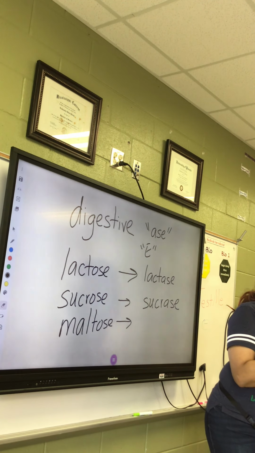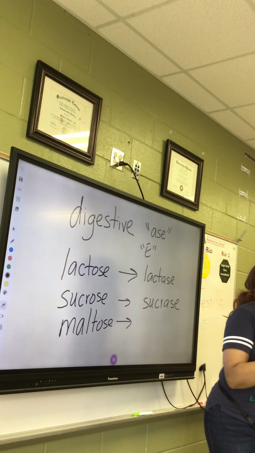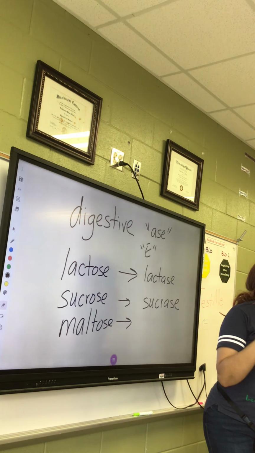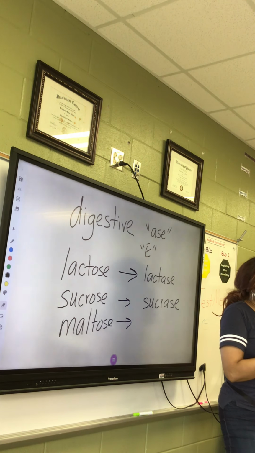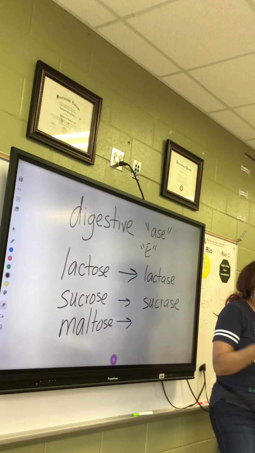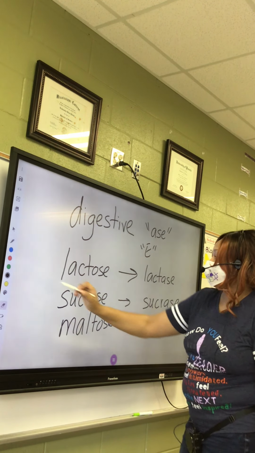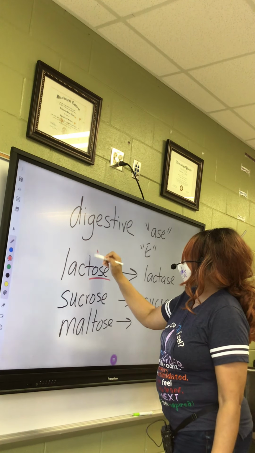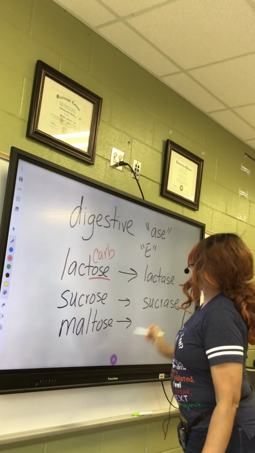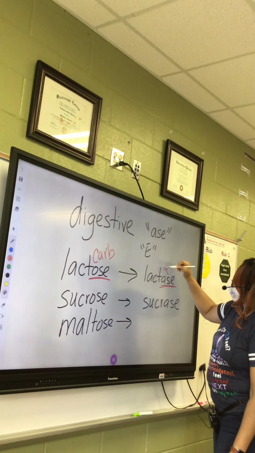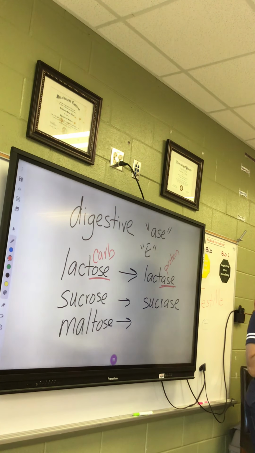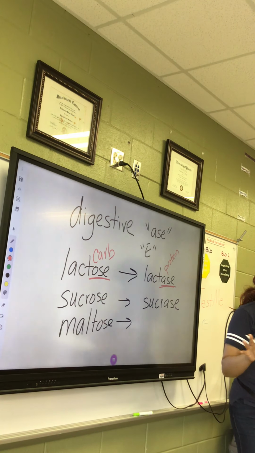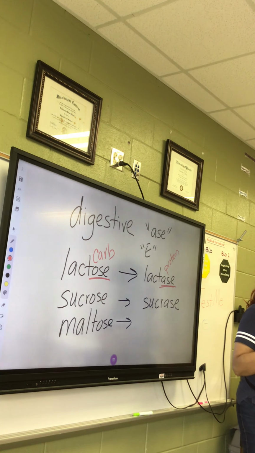So those are carbohydrates. Most digestive enzymes end with ACE, and those are proteins. Don't confuse the two. Ose is carb, ACE is protein, okay? When I see ose, I think carb. When I see ACE, I think protein, specifically enzymatic proteins. Ose equals carb, ACE equals protein. Y'all with me? All right, cool beans, guys.